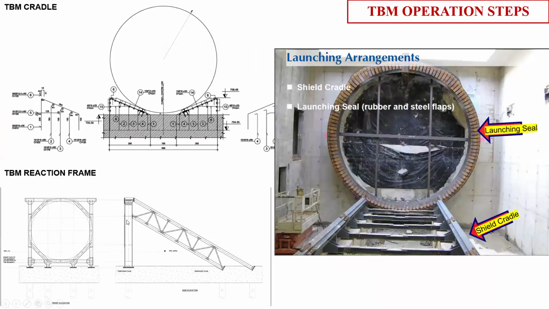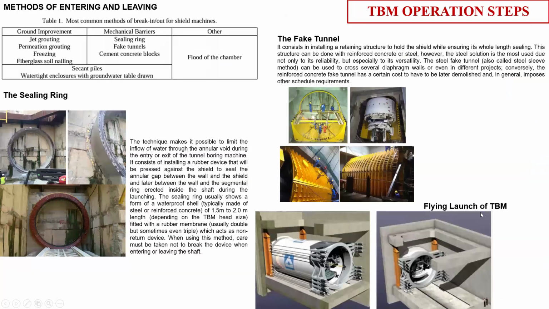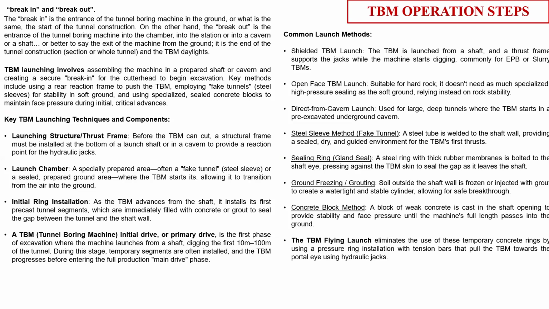Conventionally, we are using the reaction frame to push the TBM towards the ground face. But in the flying launch, we are pushing the TBM by prestress anchors. There is a reaction frame, but instead of jacks, we are pushing by high stress anchors. This flying launch of the TBM is very specialized. It's not used in India.